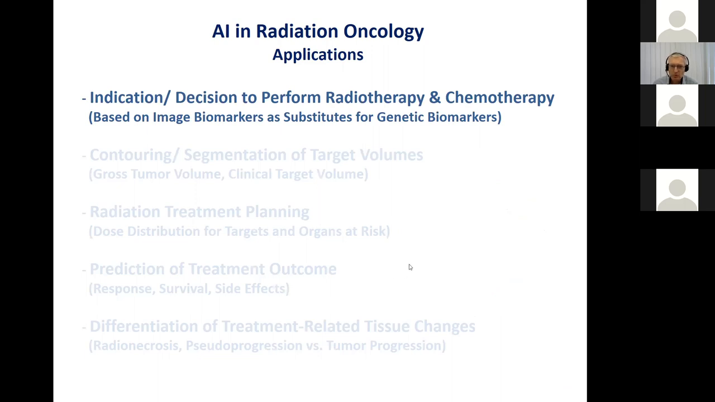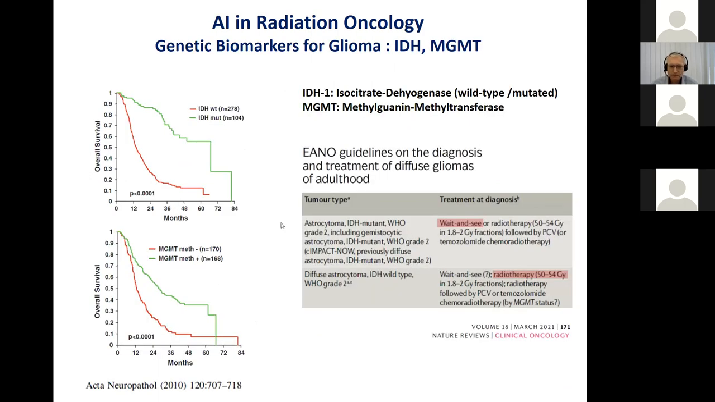I want to show you an example for radiomics based on image biomarkers as substitutes for genetic biomarkers. So what are genetic biomarkers? These are normally derived from the DNA or from other parts of the cell, and normally a pathologist does that. So you take a tumor sample and you analyze it. And in this case, it's about glioma, which is the most frequent brain tumor. And there is an enzyme which is called isocitrate dehydrogenase, and it may be wild type or mutated. And you can see here by the survival curves that the patients where the tumor has the mutated enzyme have a much better prognosis than those where the tumor has the wild type gene.